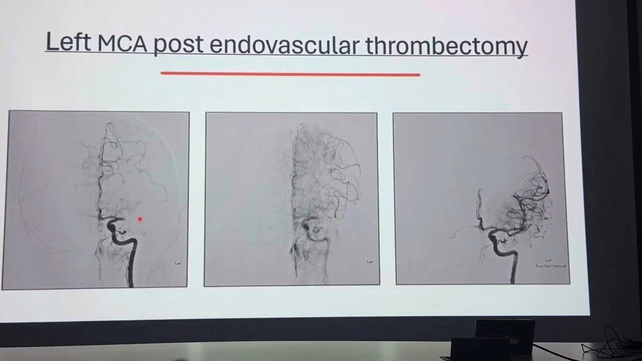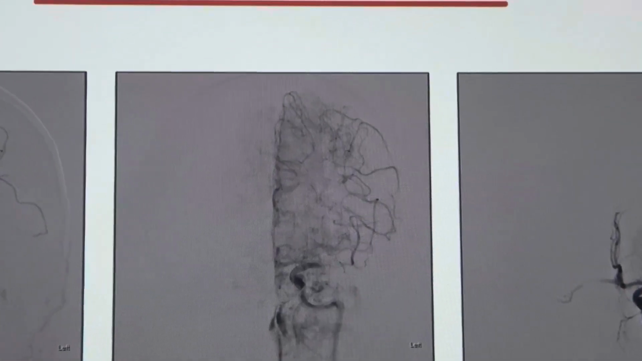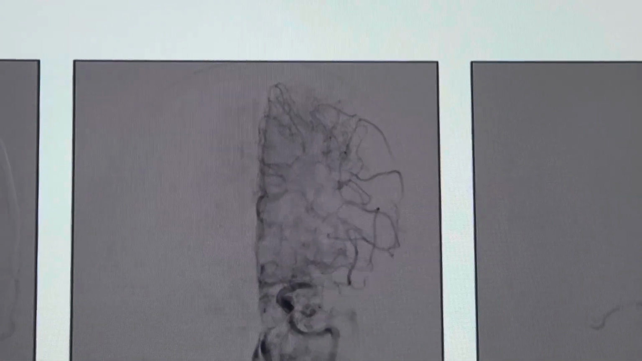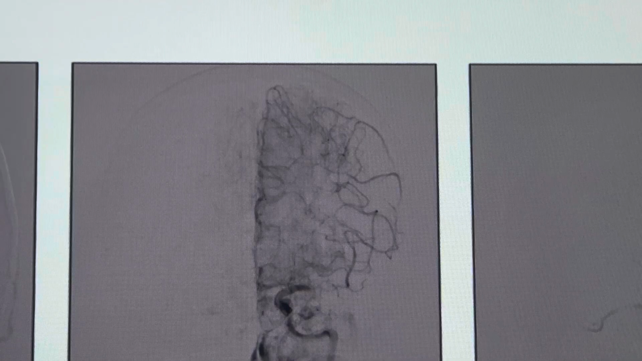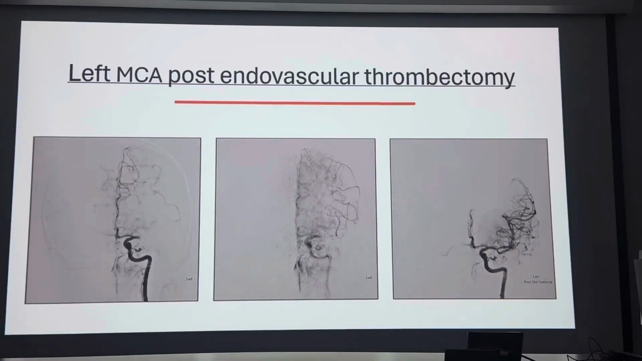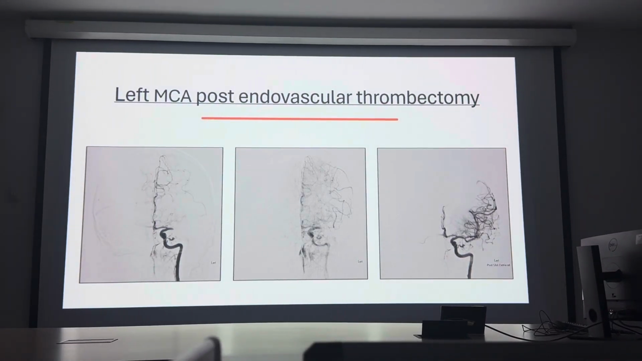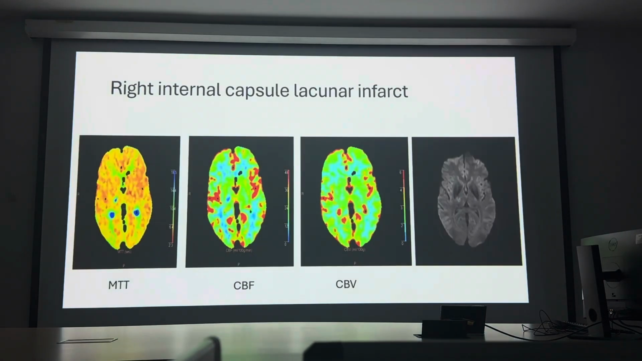This is the occluded left middle cerebral artery, and after reperfusion, this is the complete reopening and the flow in the left middle cerebral artery, which indicates a good response, and the patient escaped and is in good condition compared to what was presumed to happen if we had left it untreated.